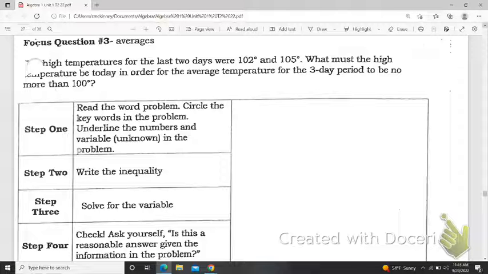All right, Inequality Applications Part 2. We'll pick back up here with averages.